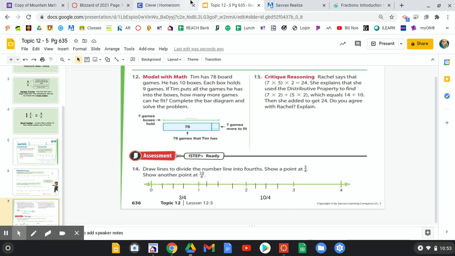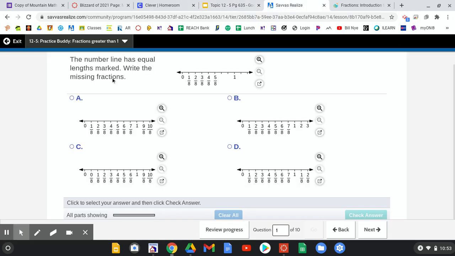All right. So let's do one on Savvas and then I'll let you go. This is number 1 on the Savvas today. It says the number line has equal lengths marked. Write the missing fraction. So if we look at our number line, our denominator is 8. So that means our fraction is divided into 8 pieces. And so we have to fill in the missing numbers that are on the number line. So let's just look at this one up here and go from there.